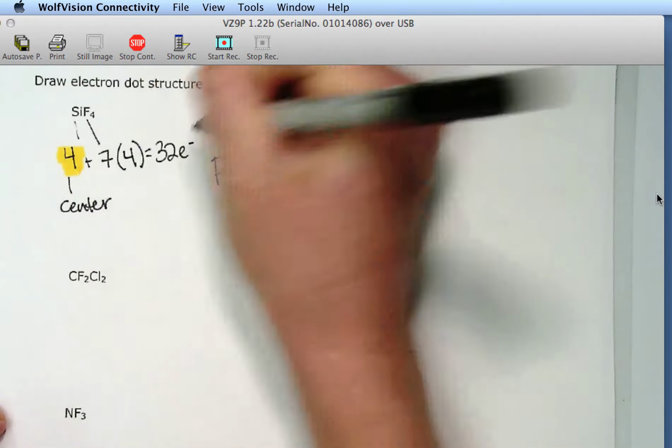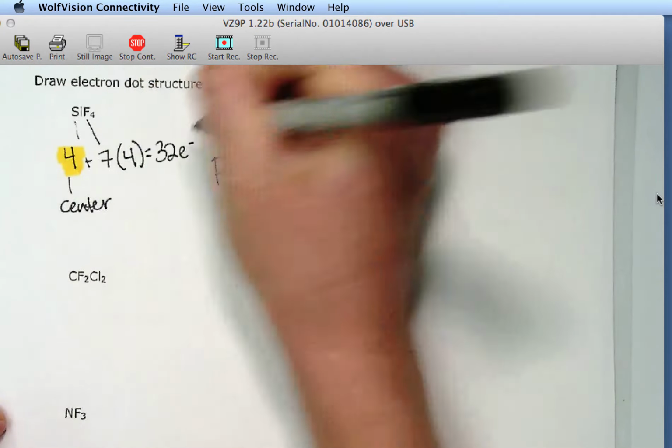Right now, I only have 2, 4, 6, 8. So I need a lot more. Silicon is the only atom in this electron dot structure that has an octet. So we need to give fluorines the octet. So give out your electrons. 2, 4, 6, 8. Now that fluorine atom has an octet. Do the same for the rest. Give all your fluorines octets, and then do your electron tally. Make sure that you don't have more than 32 electrons.